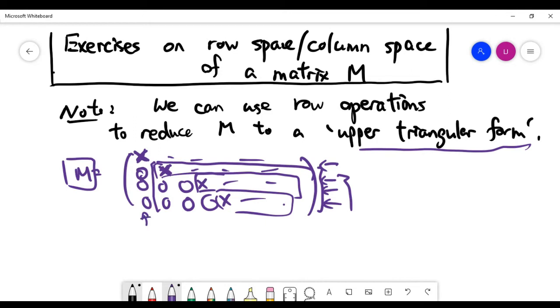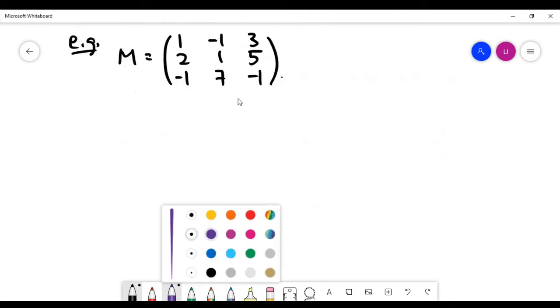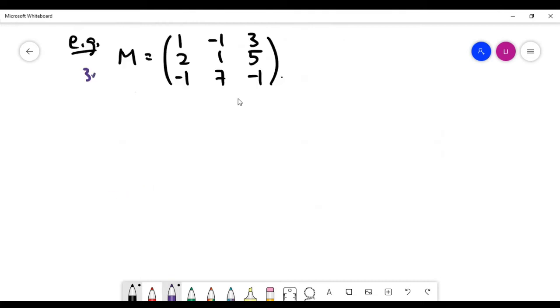So it gives us a sense that if you're able to do row operations to reduce the matrix to this form, it definitely helps us to find the basis and the dimension of the row space. And let's start this exercise now. Please look at the current matrix M. It is 3 by 3, and I would like you to find the row and the column spaces for the matrix M, and please also give me a basis of such a space.